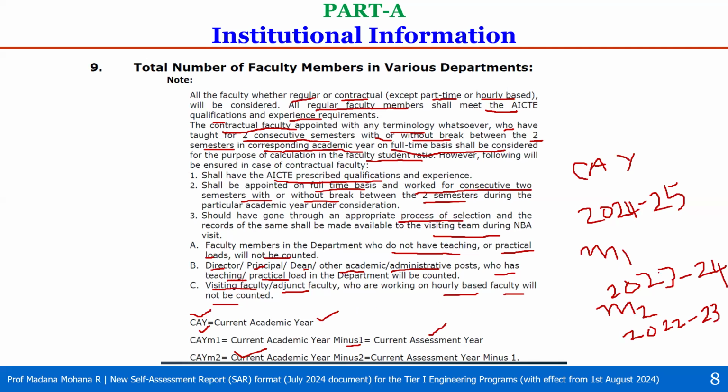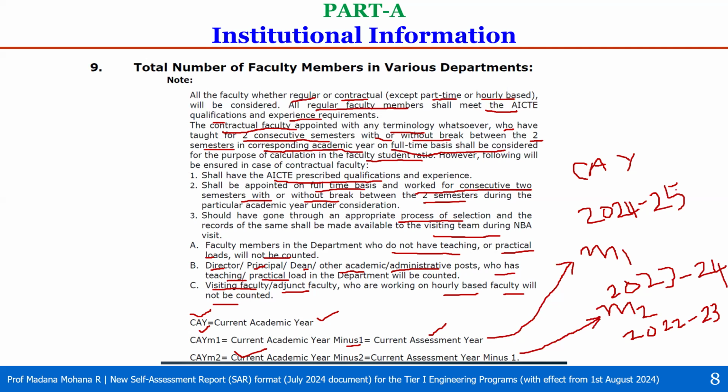So here another important one, that CAY M1 is called as current assessment year. Here you can see, this is current assessment year. Then CAY M2 is current assessment year -1. So now for other than faculty and student data, remaining all as per the criteria which are going to be covered in upcoming videos, we have to provide the data completed academic year.